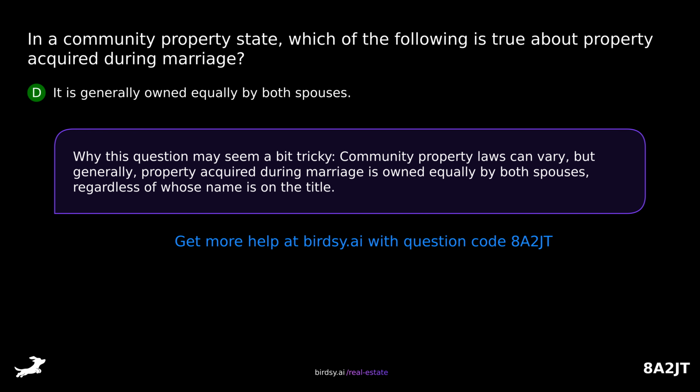Why this question may seem a bit tricky: community property laws can vary, but generally, property acquired during marriage is owned equally by both spouses, regardless of whose name is on the title.